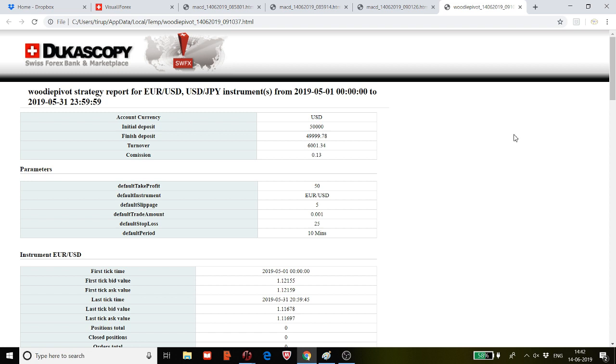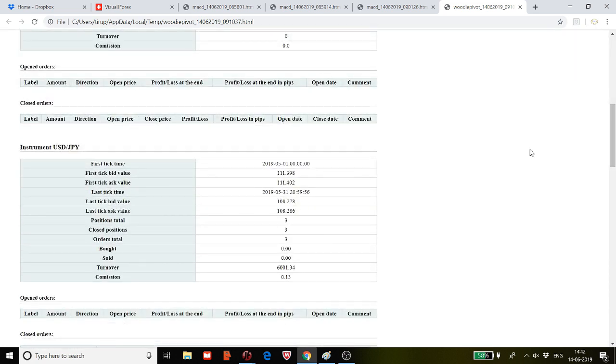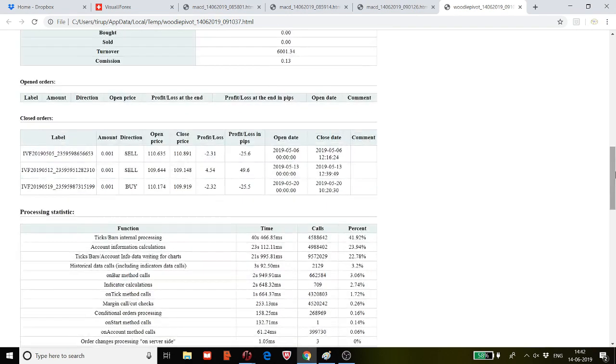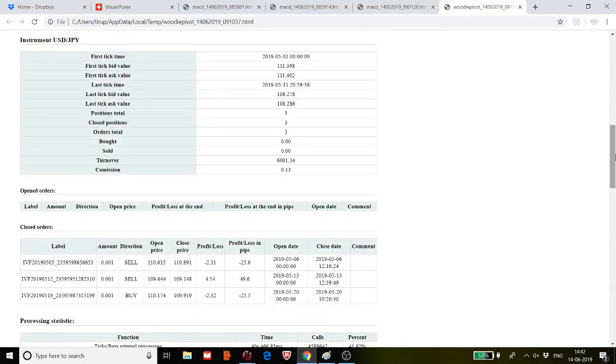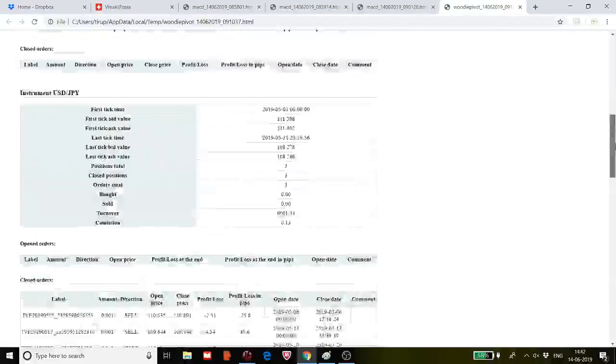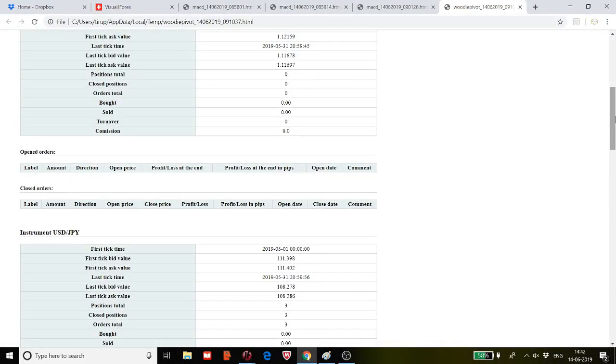Woody Pivot strategy report, first JPY, and we have got a small loss. It has opened 3 trades, 1 in profit, 2 in loss. So this is the test run for the 1 month, and this way our course will progress. We will need to keep doing trial and error, and only then will we get a good strategy. So that's it for the day, friends.